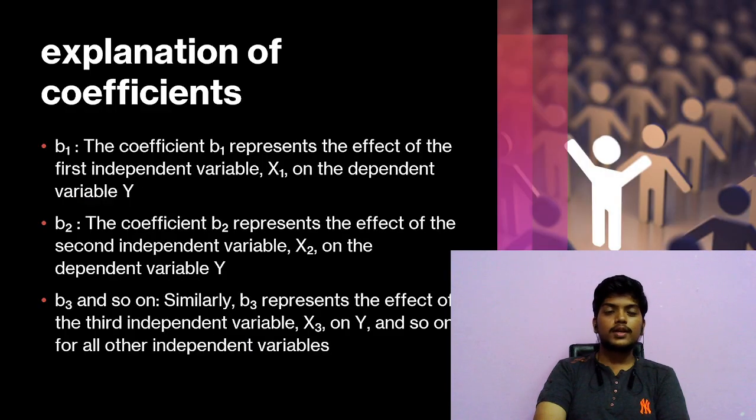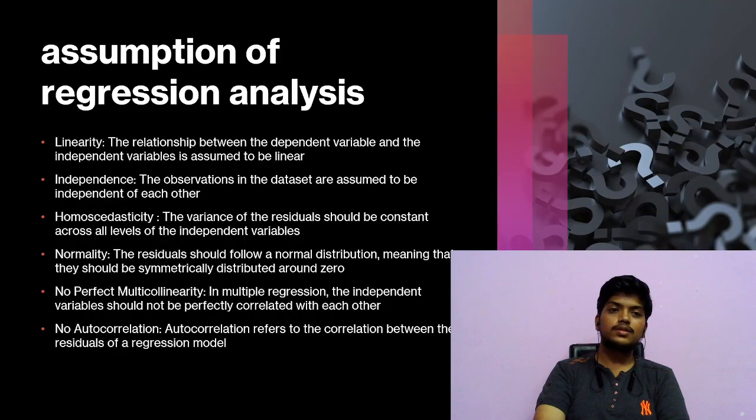Explanation of coefficients B1, B2, B3. Coefficient B1 represents the effect of the first independent variable x1 on the dependent variable y. Coefficient B2 represents the effect of the second independent variable x2 on the dependent variable y. B3 represents the effect of the third independent variable x3 on y, and so on for all the independent variables.